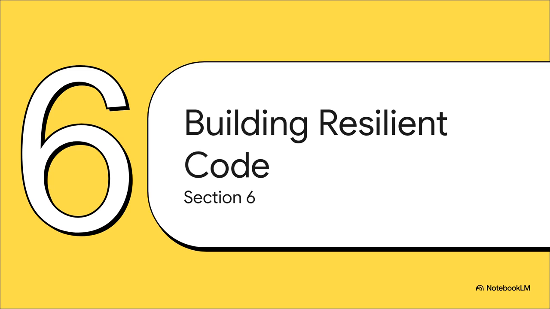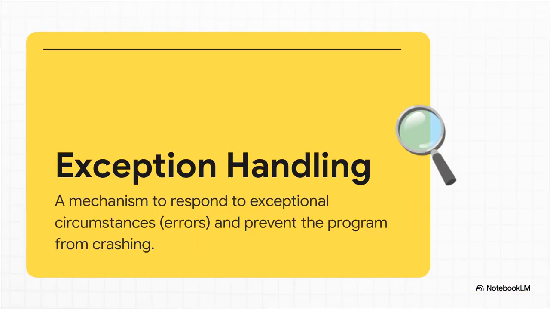Okay, so we've designed our code to be flexible and reusable. We've chosen the right contracts. Now for the final piece of our toolkit. How do we make our code robust and able to handle things when they, inevitably, go wrong? And this is how we do it, with exception handling. This is our tool for gracefully managing the unexpected. Because without it, if your program tries to open a file that doesn't exist or connect to a database that's down, it just crashes. Exception handling gives us a way to anticipate those problems and respond to them intelligently.